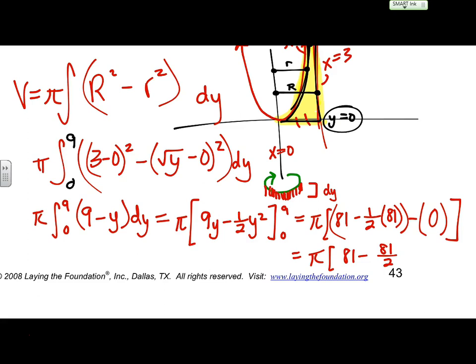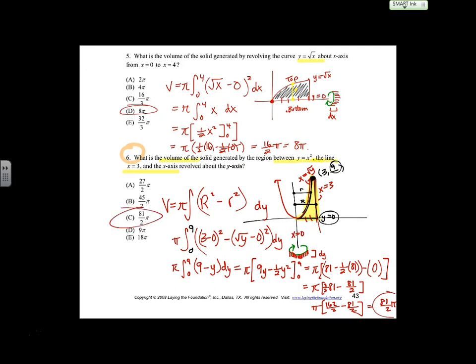Some of you might see that that's just going to be 81 halves again, but for those of you that don't, you're going to go ahead and just multiply 81 by 2 over 2. You end up with 162 over 2 minus 81 over 2, all times pi equals 81 over 2 times pi. Final answer is C. Done.